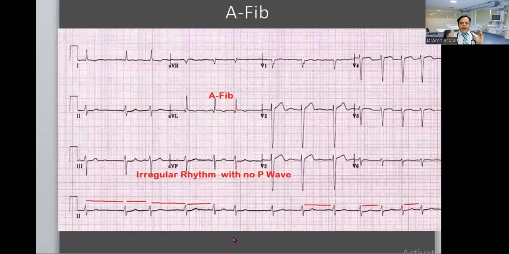Whenever you see a rhythm which is irregular and there is no P wave, it's atrial fibrillation. Although there are a lot of other rhythms, like junctional rhythm and some others, where the P wave is not seen, right now we are not going into that. Just learn the simple thing. We are talking about AFib. There are a lot of things to differentiate AFib from those. So impulses are irregular and no P wave. This is atrial fibrillation, a very common rhythm, and don't miss this rhythm.